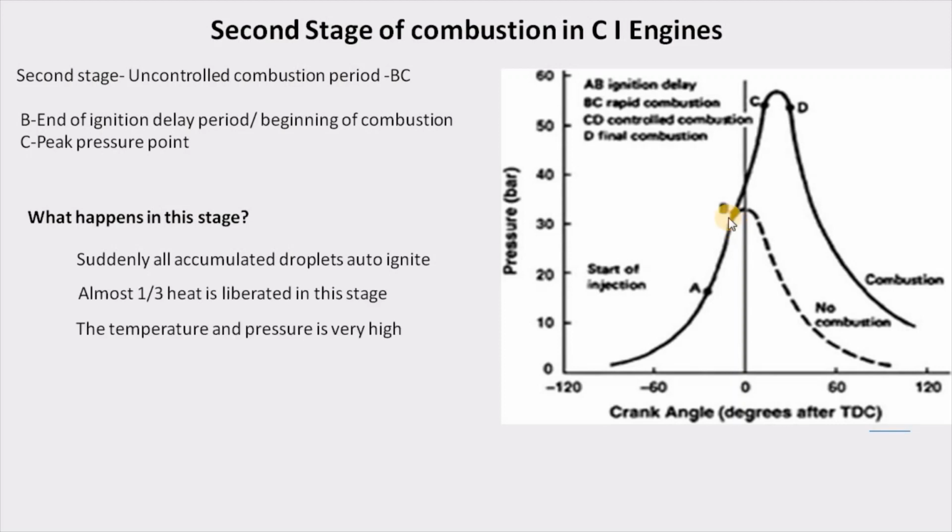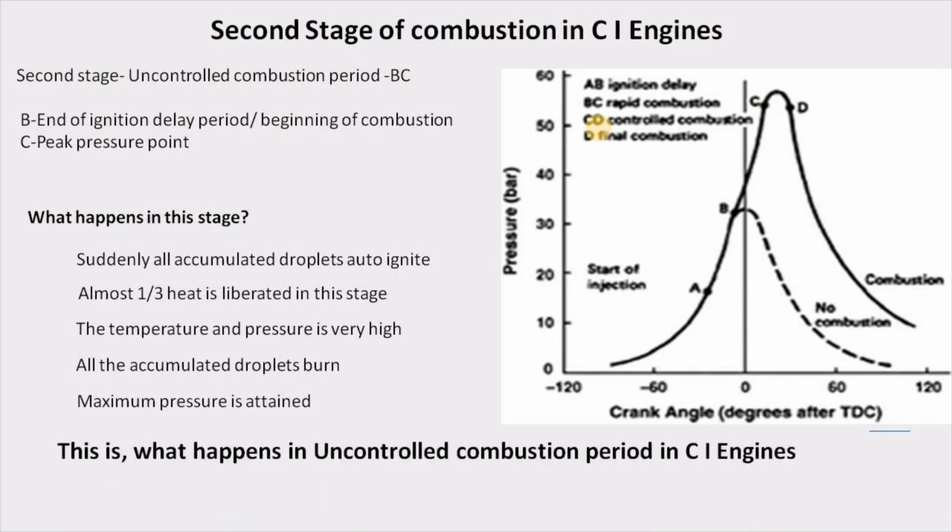Now all the accumulated fuel suddenly auto ignites, the temperature and pressure suddenly rise, and you can see the steepness of the curve from B to C is very high. Why? Because suddenly all the fuel is going to auto ignite. Whatever droplets were injected in the first stage are now going to burn completely in the second stage, and therefore a maximum pressure point is attained. And by the time the TDC has been reached, the piston is going to start moving away from the top dead center. All this happens inside the combustion chamber in the uncontrolled combustion stage.